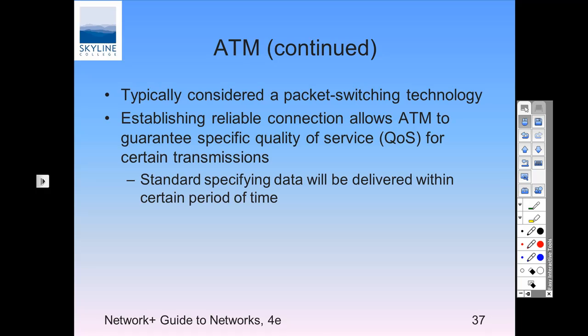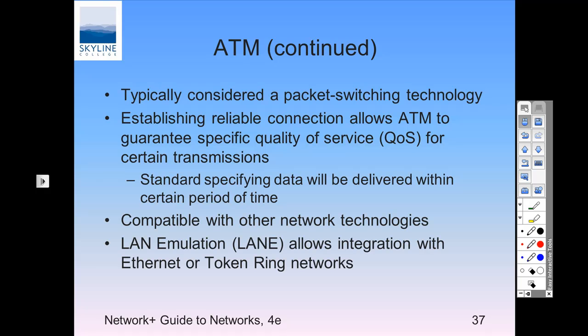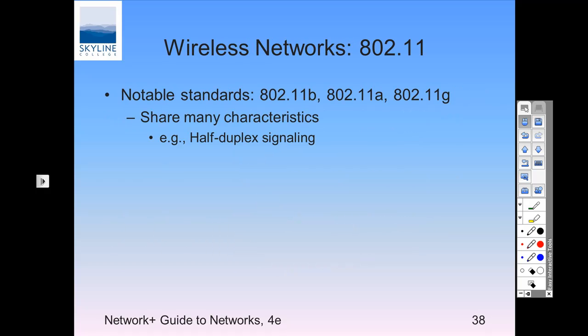Guaranteed quality of service, guaranteed bandwidth is what we're talking about there. Specifying the data will be delivered within a certain amount of time. So those are there. LAN emulation allows integration with Ethernet and token ring networks. So we have the flexibility to do those.